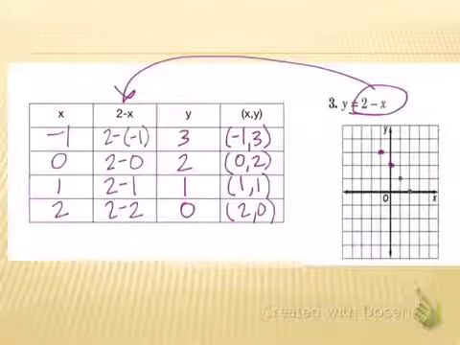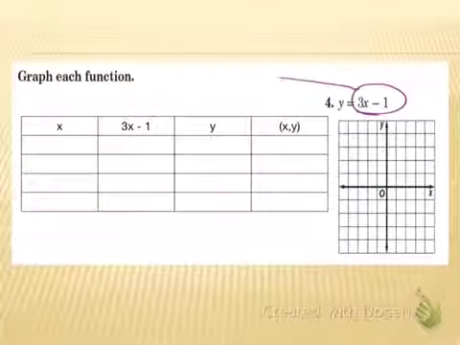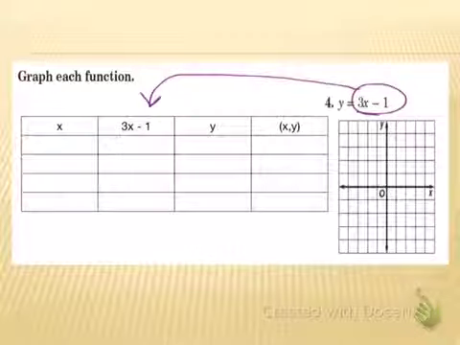So all 4 of my points fit. I'm going to draw my line through these and put arrows on the ends to show that it is going to continue on. All right, number 4, last one like this. I'm going to take 3x minus 1. I'm going to fill it into that second column for my rule.